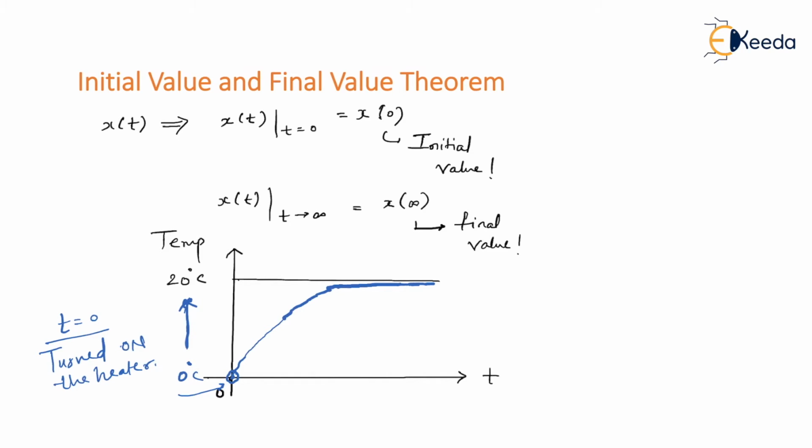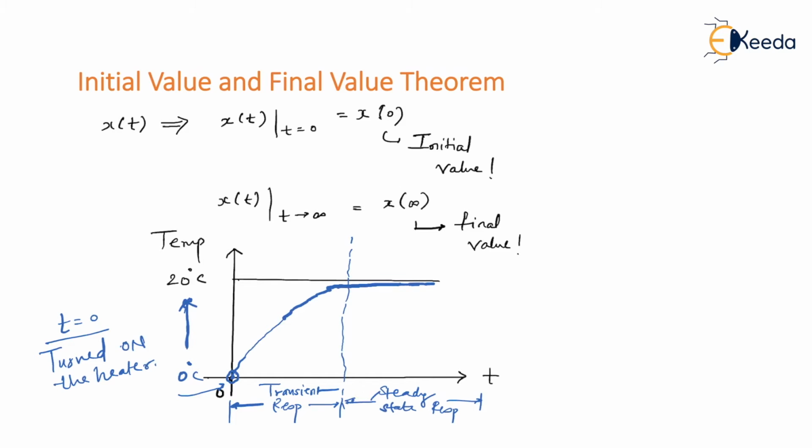Now this time response I can actually divide into two parts: a part of the response which is changing with respect to time, and a part of the response which is constant or steady with respect to time. These two responses are known as transient response and steady state response. I hope my point is clear.